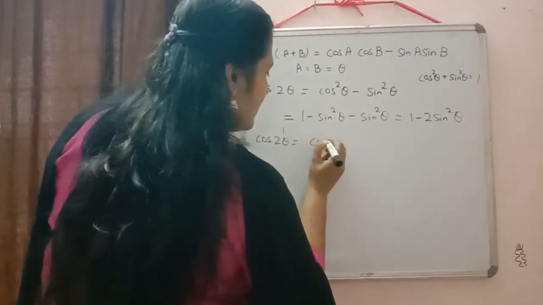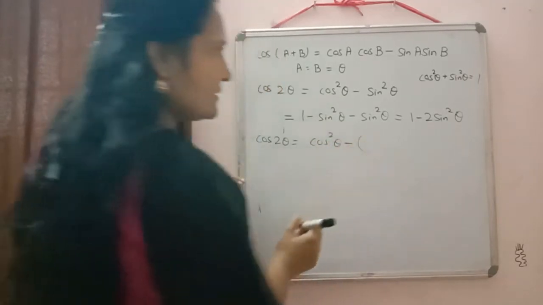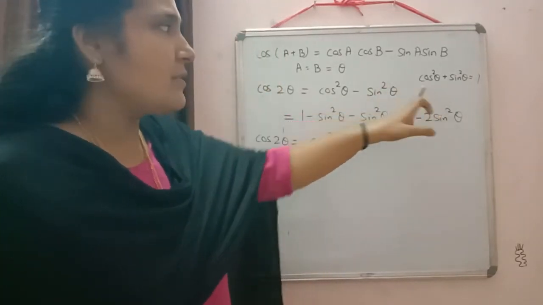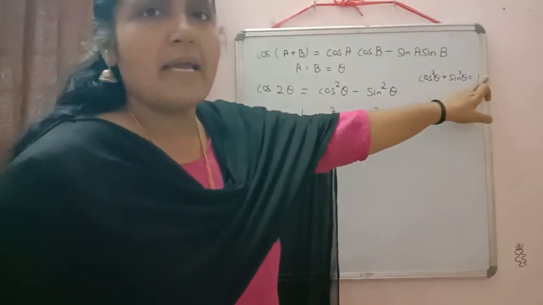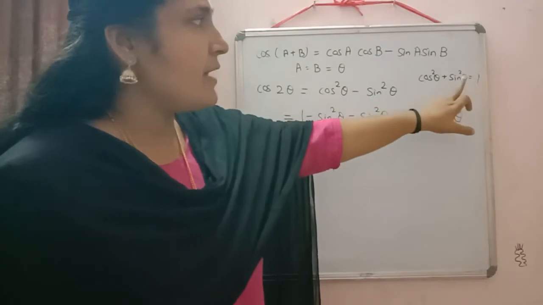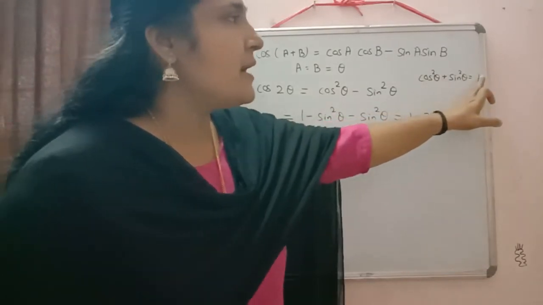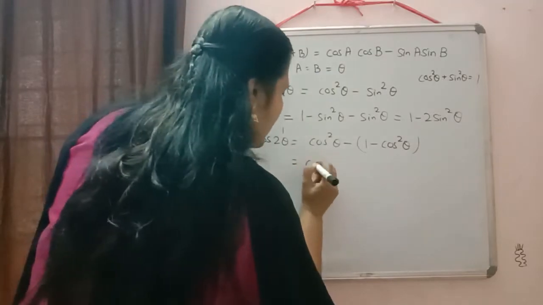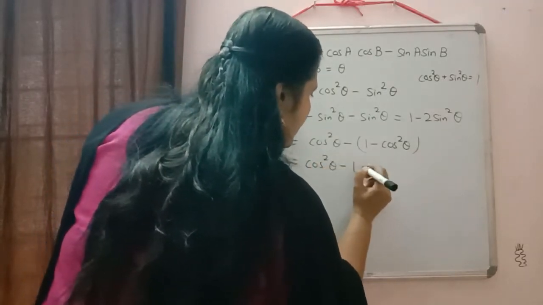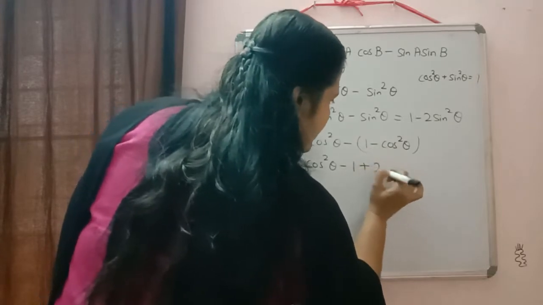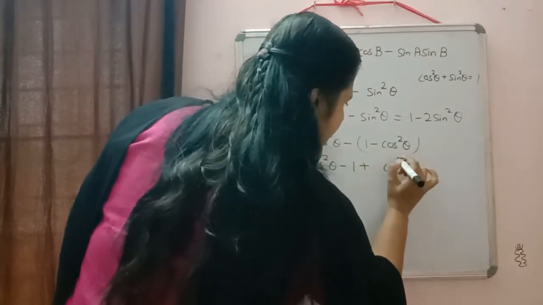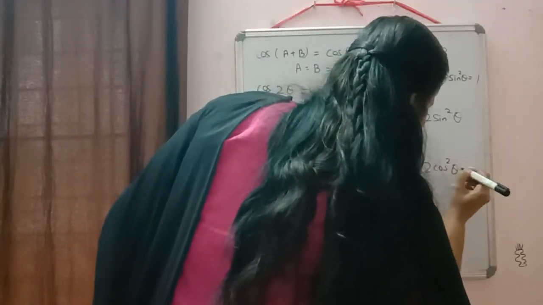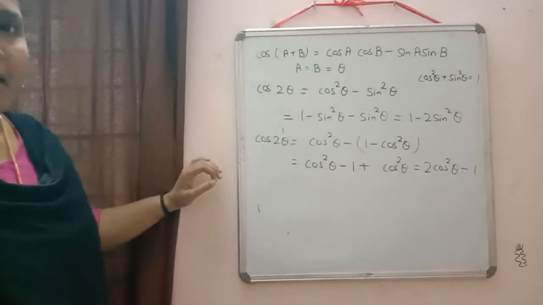Cos 2 theta is equal to cos square theta minus, as from this identity we wrote cos square theta is equal to 1 minus sine square theta. In the same way, sine square theta also can be written as 1 minus cos square theta. So I will write here 1 minus cos square theta. Then we will open the bracket. Then what will come? Cos square theta minus 1. Minus into minus is plus, plus cos square theta. So it will be equal to 2 cos square theta minus 1.